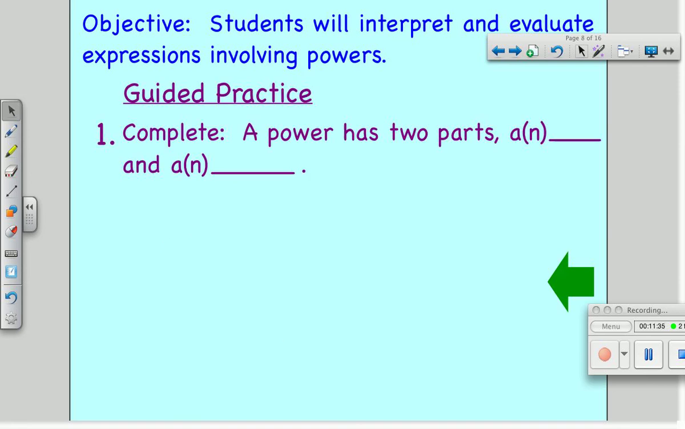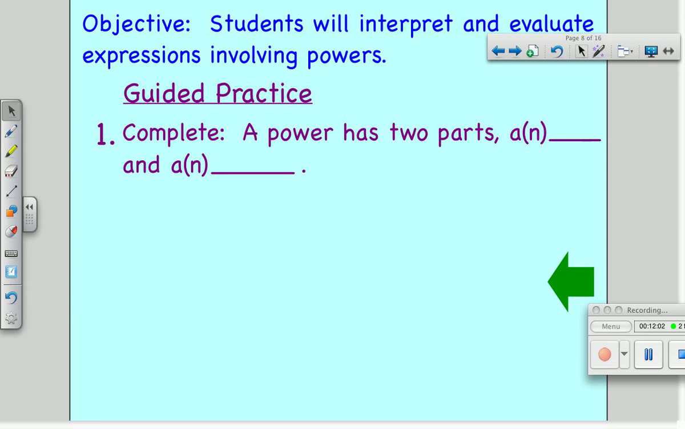Okay? Now I want you to write your guide to practice down. Okay? So let's go back to the vocabulary. 2 parts. Okay, you may have to pause the video to write it down. Go ahead and pause wherever you need to pause. Okay? A power has 2 parts. What do we have? Hopefully you went back to the first slide. You rewound the video here to look at what those 2 parts are in case you forgot.